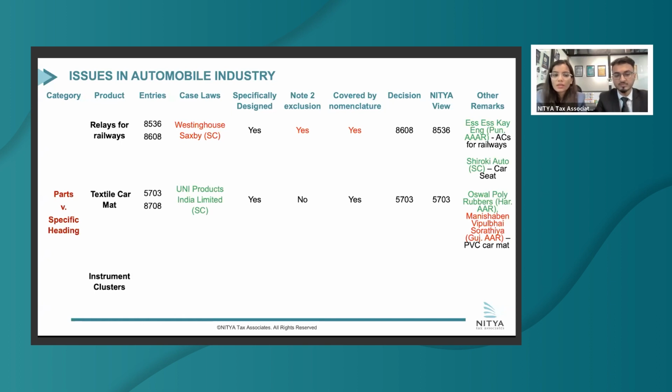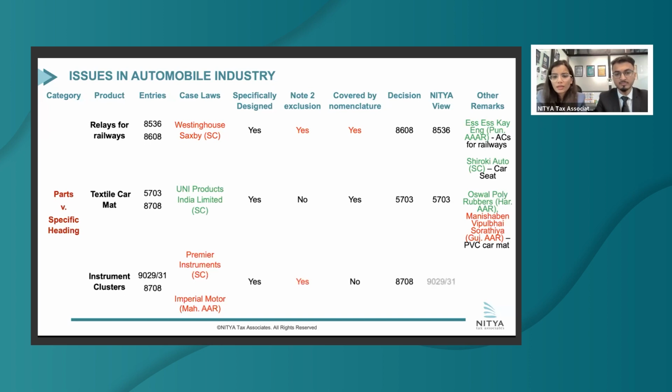Then coming to instrument clusters, which is again a very big dispute in the automobile industry. The contesting entries are 9029 or 9031, or again parts of motor vehicles. There have been only negative judgments with respect to this, which classify them as parts of motor vehicles.